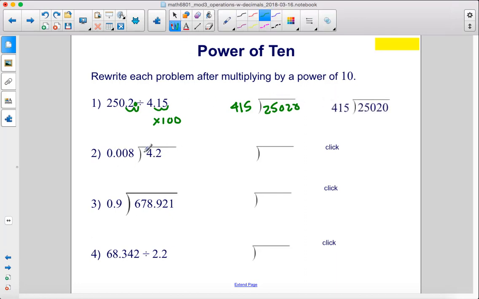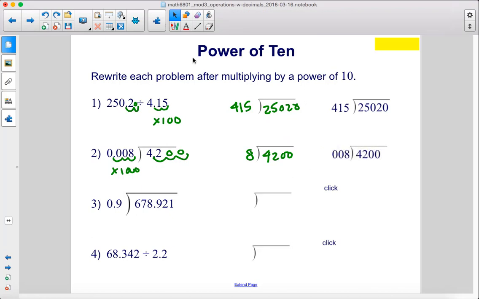Alright, here we have to multiply this number by 1,000 so that it will move over 3 spots. 1, 2, 3, making that 8. Then here we have to also move the decimal over 3 spots. 1, 2, 3, adding in 2 zeros. So that becomes 4,200. Alright, here we have to multiply the divisor by 10 so that this becomes 9. And then we'll just move this decimal over 1 as well. And that becomes 6789.21.